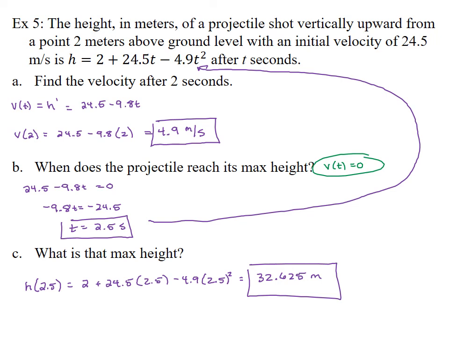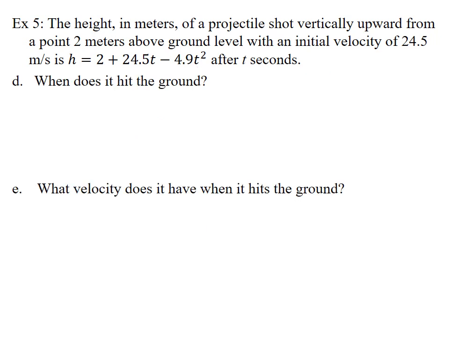Now there's 2 more parts to do on the next slide, so let's look at those. Part D says, when does it hit the ground? And part E says, what velocity does it have when it hits the ground? So the question is, when does it hit the ground? Well, it's going to hit the ground when you have a height of 0. So I need to make my height function equal 0, and that's when it will hit the ground.